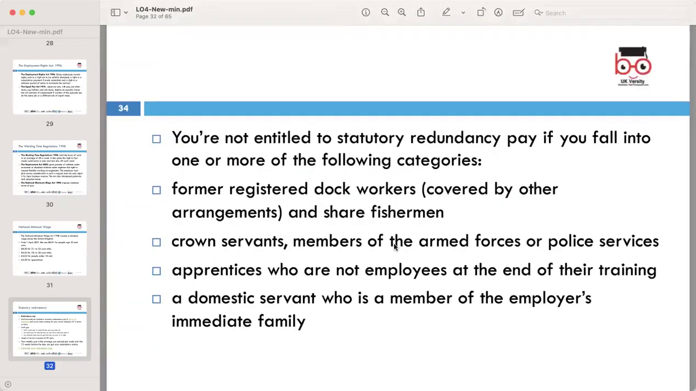In terms of statutory redundancy pay, certain categories of individuals are not eligible. This includes former registered dock workers covered by alternative arrangements and share fishermen, crown servants, members of the armed forces or police services, apprentices not employed at the end of their training, and domestic servants who are immediate family members of the employers.